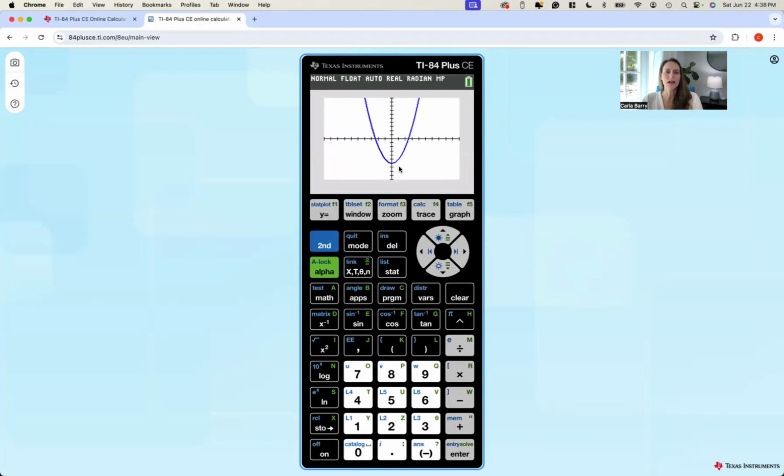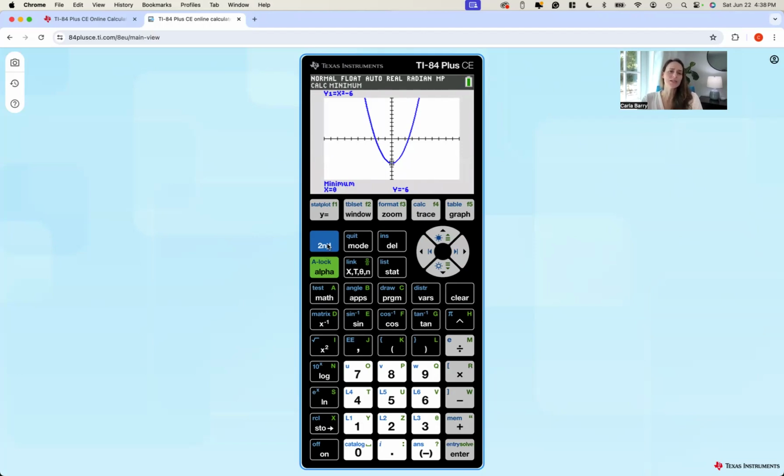If I need to calculate the vertex, in this case, it's a minimum because this parabola opens up. So I'm going to press second trace. Do you see above trace, it says calc? So we're going to calculate the vertex. So we're going to say minimum. And then it's going to say left bound. So we're going to go to the left of the vertex and press enter. And then to the right of the vertex and press enter. And we're going to go to the vertex and press enter. And it's going to give us our minimum is at x is 0, y equals -6.